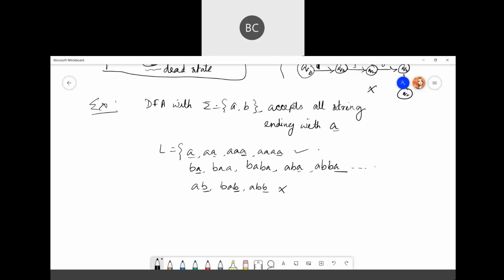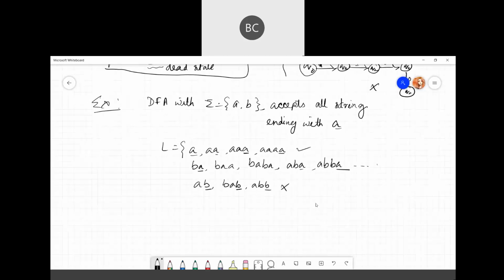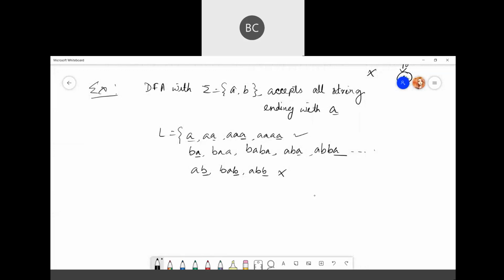Okay. So how will you construct it? As usual, there will be initial state. Okay. Minimum string is what? A, ending with A, starting with A and ending with A. So after reading Q0, it will go to Q1, Q1, A. So this one is accepted. Okay.